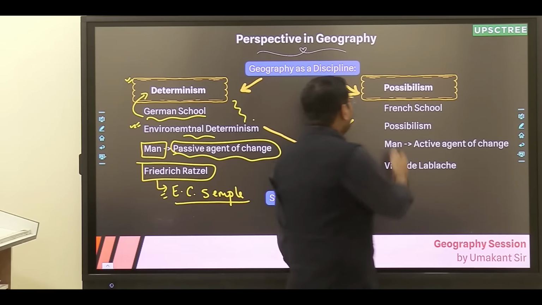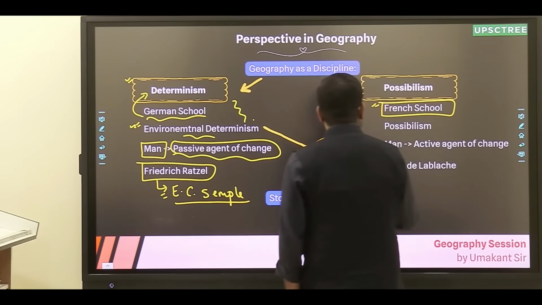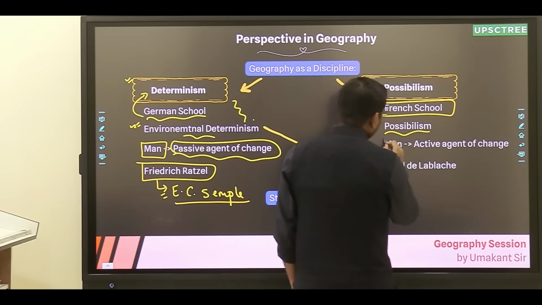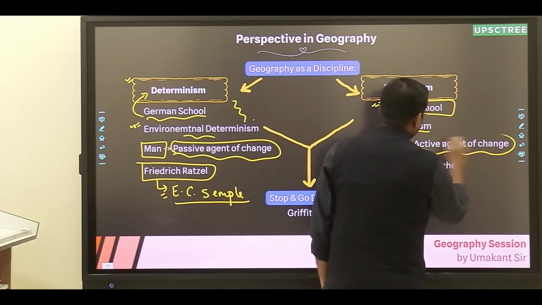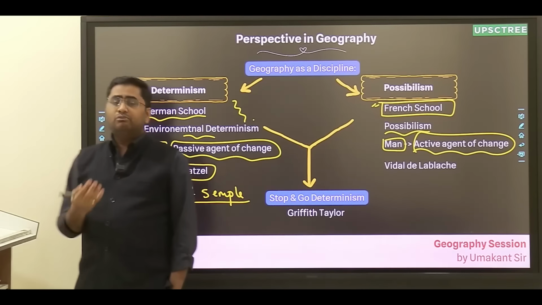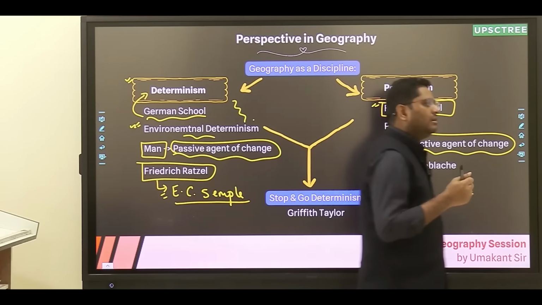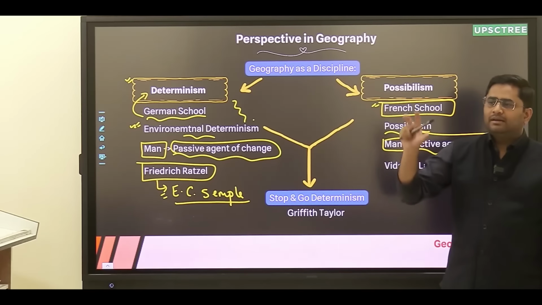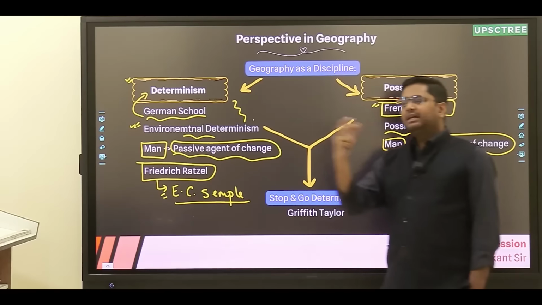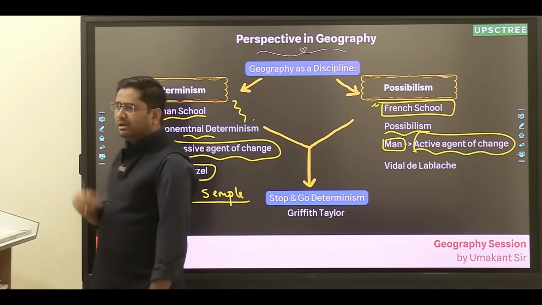The possibilistic school had a strong foundation in the French. Okay. And they will believe that man is an active agent of change. And man becomes an active agent of change when we have technology with us. For example, we cannot change the climate of, say, the Saudi Arabian desert, but we can create a microclimate by using air conditioning, etc., and make it livable.